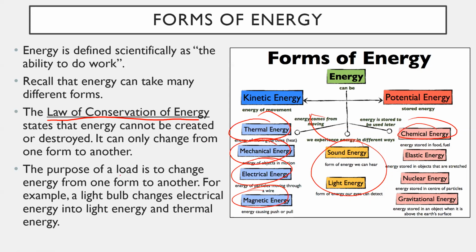Also, and this is a huge reminder here, the purpose of a load in terms of an electrical circuit, for instance, is to change energy from one form to another. The easiest example to think of here is a light bulb. And a light bulb is going to turn electrical energy into light energy as well as thermal energy. And all those energies I just mentioned are, of course, in this picture right here. So electrical energy is turned into light energy and thermal energy.